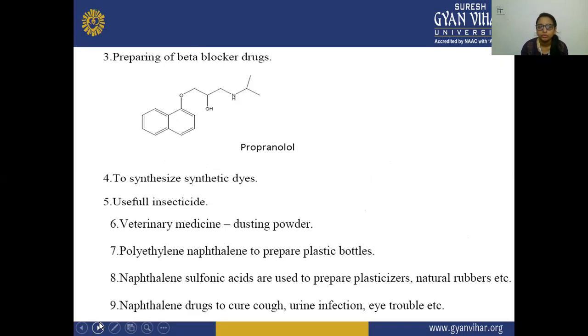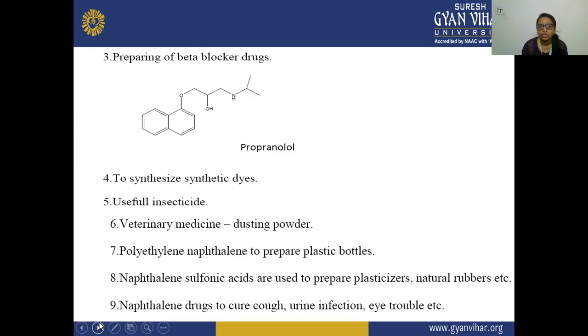Next is the preparation of beta blocker drugs. Here naphthalene is used in the production of beta blocker drugs. That is propranolol. This propranolol is a beta blocker drug that is prepared from naphthalene. Naphthalene is reacted with some reactant, and then there is a formation of propranolol. Fourth, it is also used in the synthesis of synthetic dyes. If we have to make synthetic dyes, then we can prepare them from naphthalene.